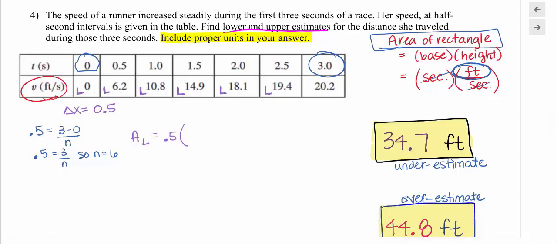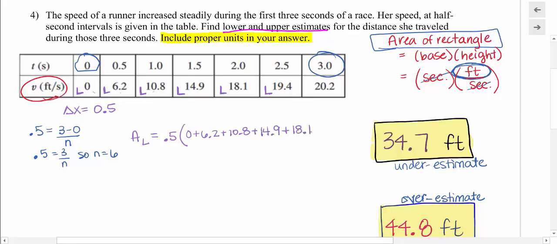And so I label those as L's. So I'm going to write 0 plus 6.2 plus 10.8 plus 14.9 plus 18.1 plus 19.4. And you multiply all of that out and we're going to get a number.